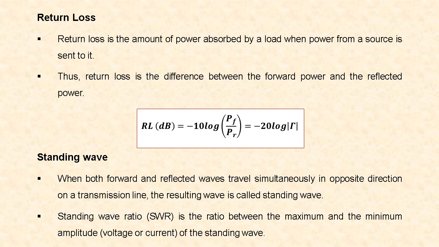Next, standing wave. When both the forward and reflected waves travel simultaneously in opposite direction on a transmission line, then the resulting wave will be the superposition of the two waves, and it is called standing wave. This standing wave phenomenon can be kept under control by using tools like impedance meters, impedance bridges, network analyzers, standing wave ratio meters, reflectometers, and so on. Standing wave ratio is the ratio between the maximum and minimum amplitude of voltage or current of the standing wave.